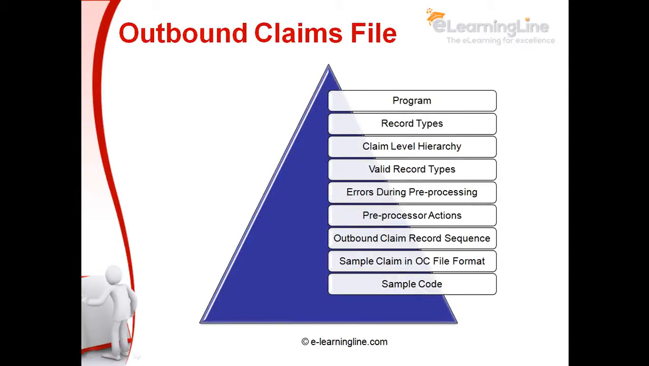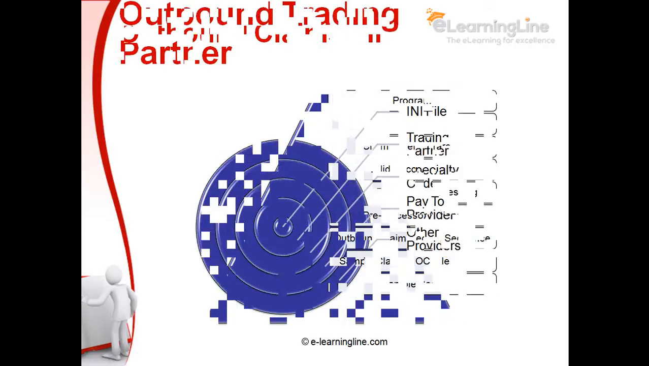Down the road, you will be exposed to the outbound claim files, where you will learn about the program, record types, claim level hierarchy, what the valid record types available are, what the errors during pre-processing and the pre-processor actions are, the outbound claim record sequence, and a sample claim in OC file format, how it looks. You will be exposed to the sample code for that as well.